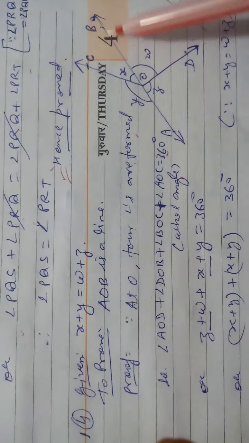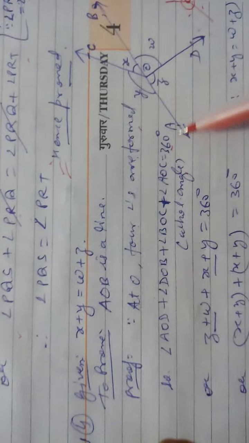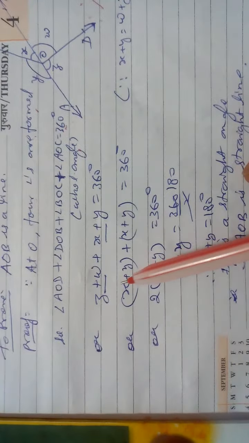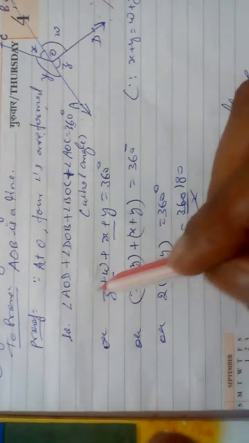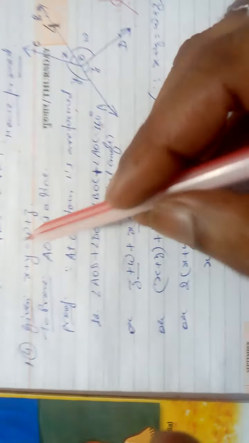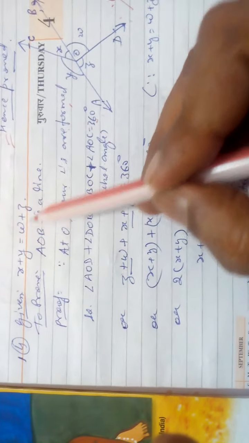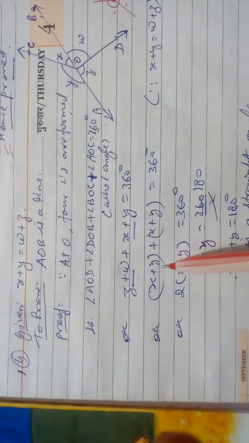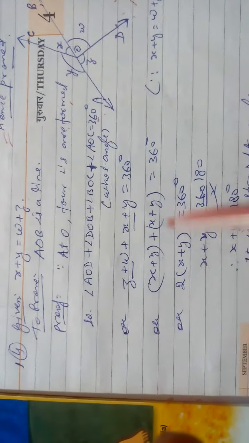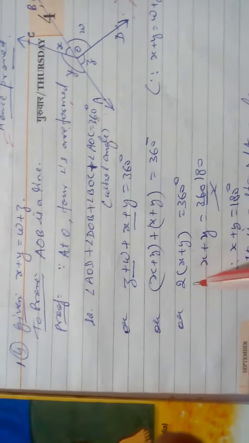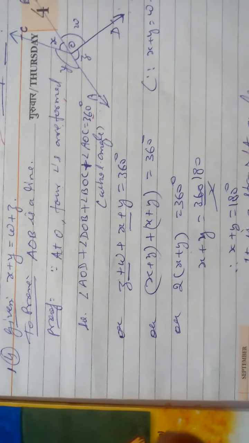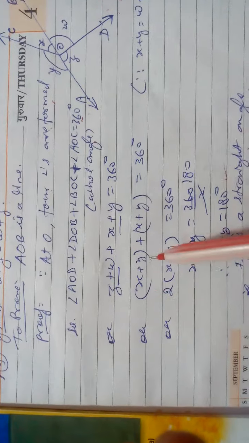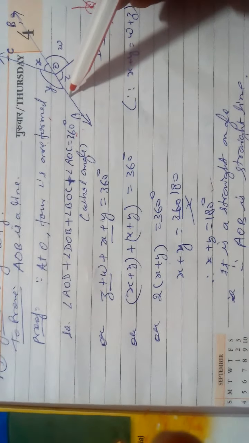From here I have started AOD, DOB, BOC and COA, and these are replaced by alphabets. These two relations are given in the question. It is given x plus y is equal to w plus z. So in place of w plus z you can write x plus y. So the sum of these two will be 2 times x plus y, and so 2 will go to that side and you get x plus y is 180. This full angle you are getting is 180.